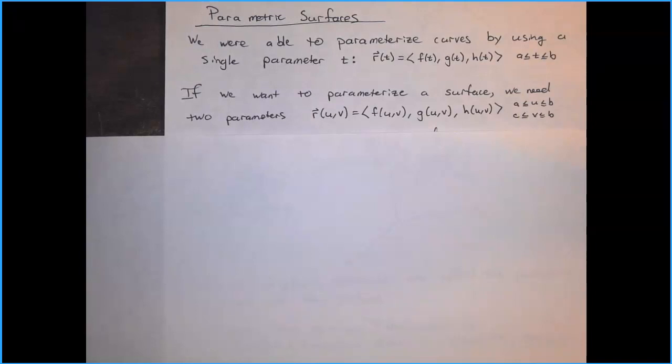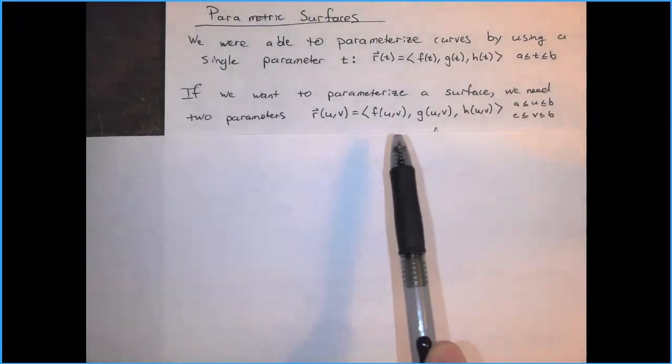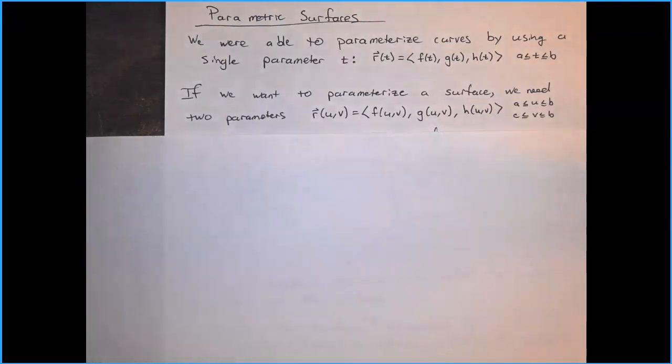So if we want to parameterize a surface, we're going to use a vector equation just like we did for curves. We're still going to call it r, but now it's going to be a vector function of two variables. So we're going to have two parameters. We're going to call them u and v, and we need two parameters because now we're mapping out a surface. A surface is two-dimensional.